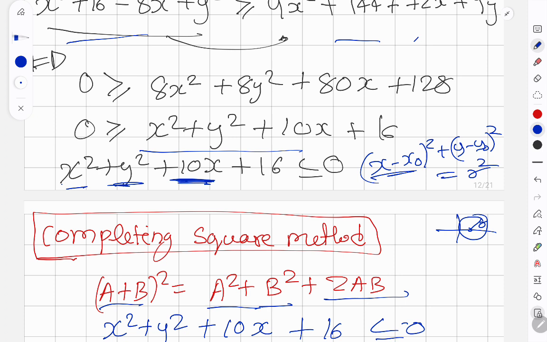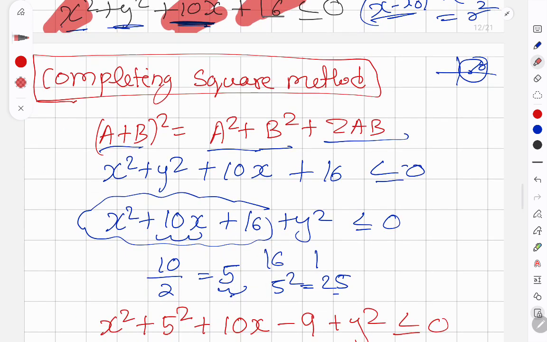Now we add and subtract a value to make it like a circle equation. Since we have a 10x, we don't have any y term, so we don't need to care about y. We just try to make this term by the completing square method.